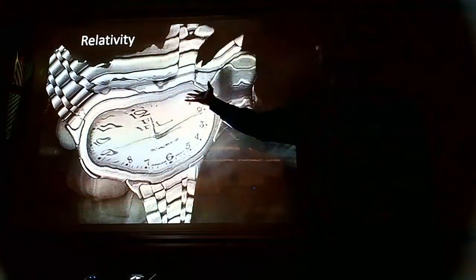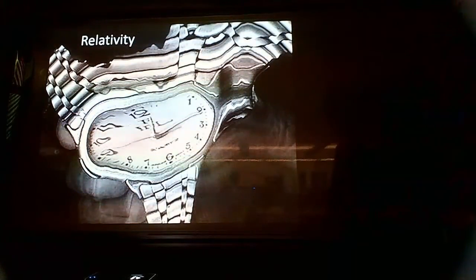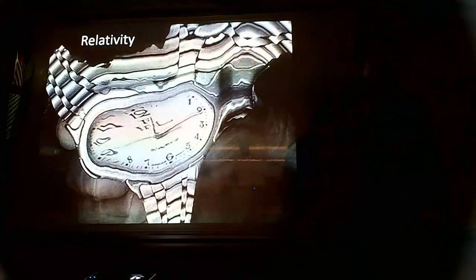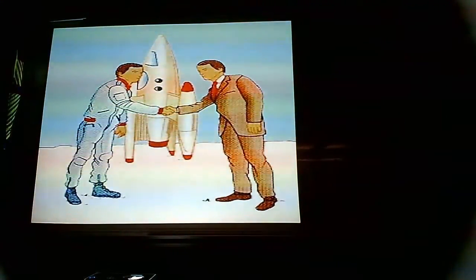Most high school physics teachers will tell you about relativity and what happens as a result of it, but very few actually explain why it is you see some of the crazy things that we're going to be talking about today. So, let's dive in. This is your standard thought experiment when we're talking about relativity.